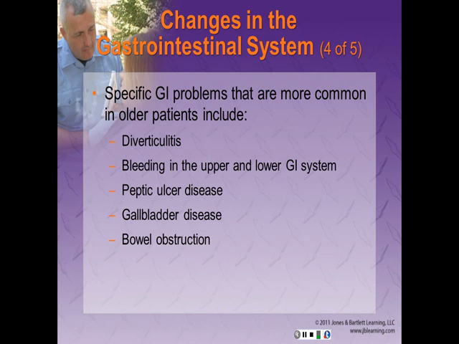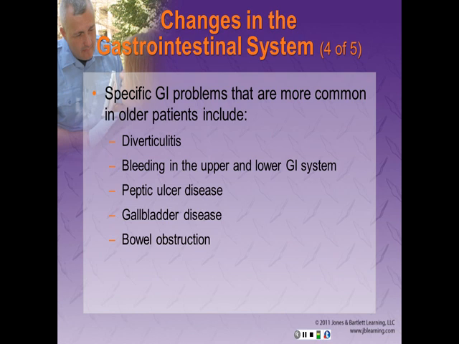Bleeding in the upper and lower GI system. Upper GI bleeding occurs in the esophagus, stomach, or duodenum. Irritation of the lining of the stomach or ulcers can cause forceful vomiting that tears the esophagus. Hepatitis and cancer can also contribute to bleeding problems.